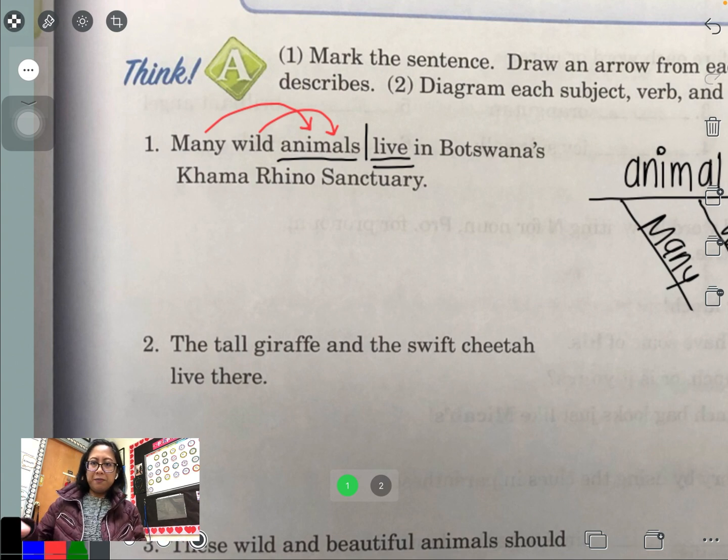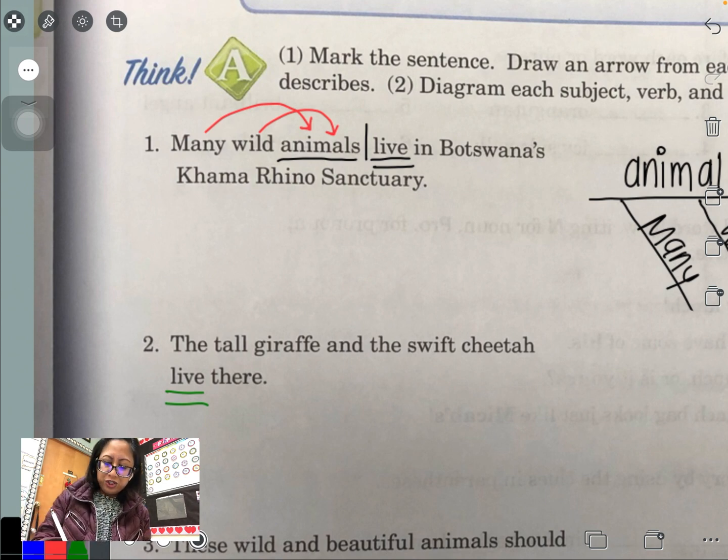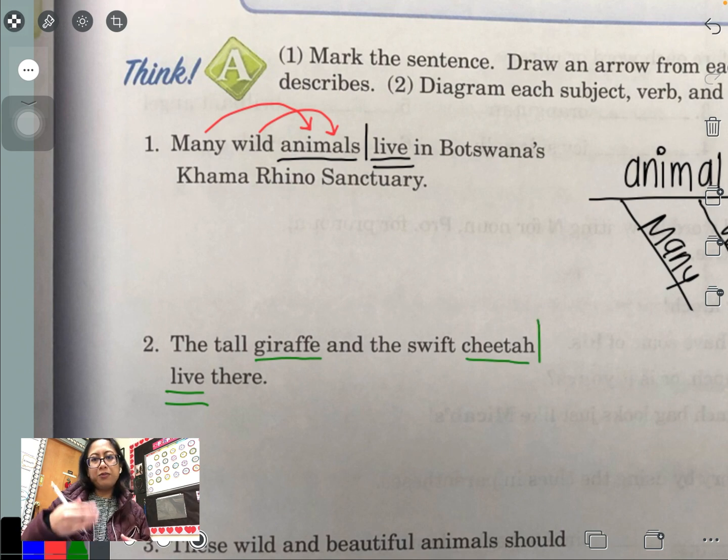Okay, so what's happening? What are they doing? They live. All right. Who lives? Well, we've got two things who live there. We've got just giraffe and cheetah. I'll just draw my line here to separate that subject and verb. Now I am going to diagram. Okay, remember you can always pause the video if you need to.